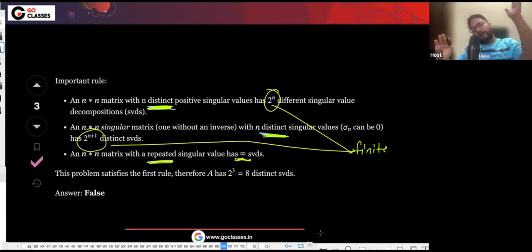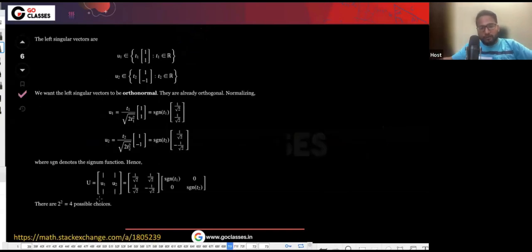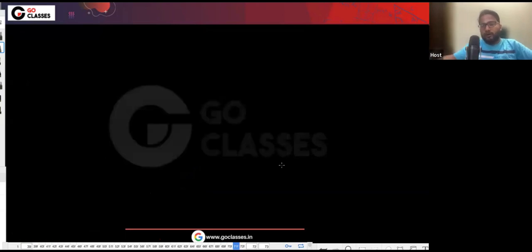Basically you can multiply by minus 1 here and minus 1 corresponding to there also. But if it is a repeated value, then you can take any linear combination as one of the vectors, and there are infinitely many linear combinations possible. So this is about the number of SVDs. For example, in some other answer to some question, if you are writing u, they are writing sign of t. Sign means you can take plus one or minus one. You can multiply this u by plus one or minus one. Don't need to know much, but yeah. Have you understood the number of SVDs part?